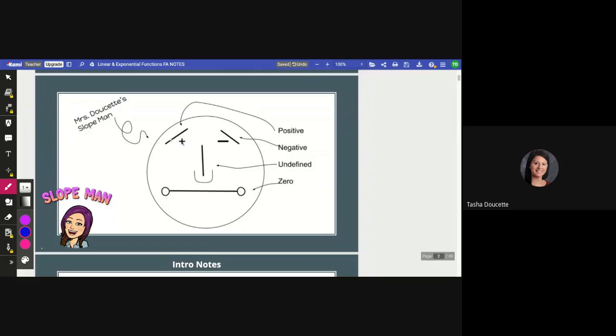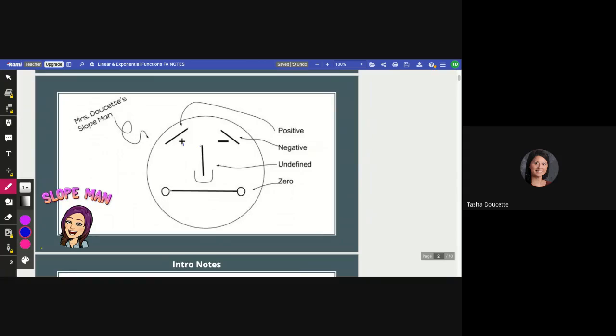So if your line looks like this, it means it's a positive slope. If it is going from the top left to the bottom right, that means we have a negative slope. So this eye over here is your negative slope. Then we move to the nose. If your line is going vertical, up and down, this U underneath, creating the nose, means that your slope is undefined. You cannot find the slope of a vertical line.